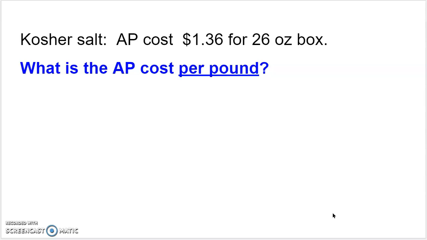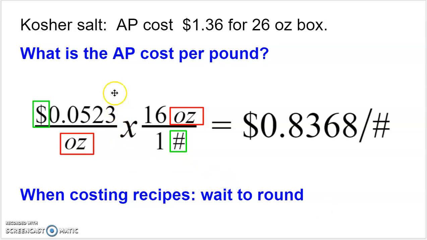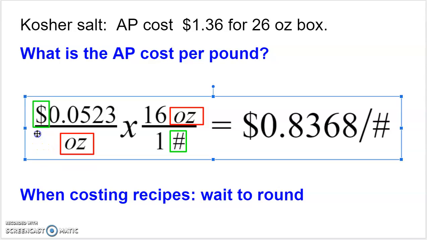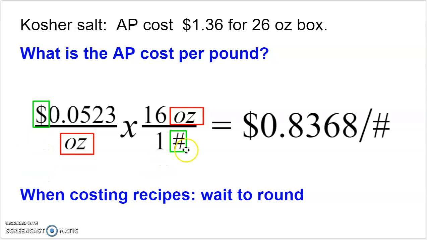Okay, so now what if, for the same situation, we want to know the AP cost per pound? Well, we start out with our AP cost per ounce that we figured out before, and then we just convert the ounces to pounds in the normal way. So our ounces are set up to cancel, and then the units that are left are dollars per pound, which is what we wanted. So we multiply 0.0523 times 16, we get $0.8368 per pound.